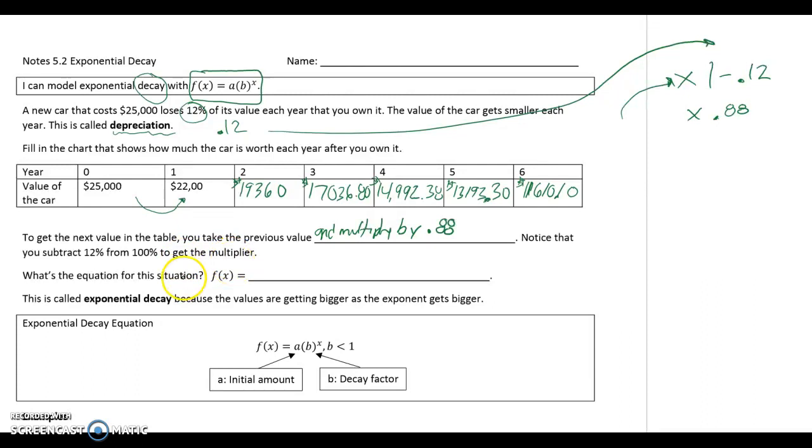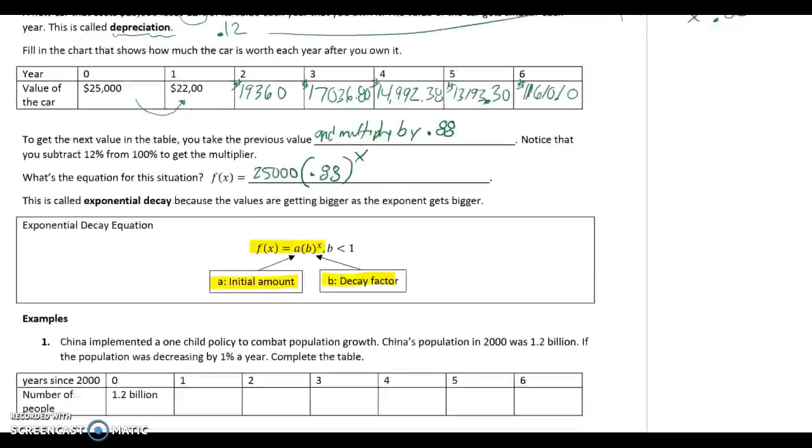Well, again, for the equation for the situation, we've got our equation down here, and our a value is still our initial amount. In our problem, that was $25,000. And now our decay factor is a number that's less than 1, and that was 0.88. So we take the initial value of $25,000 for the car and multiply that by 0.88 for every year, which is what the x stands for. Let's continue to look at some more examples.